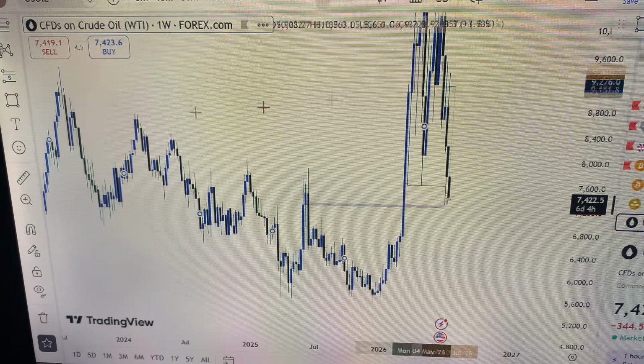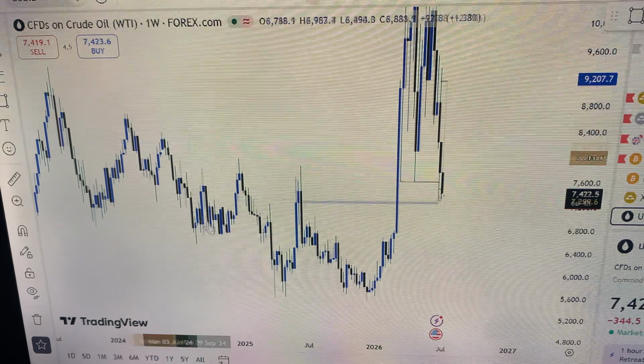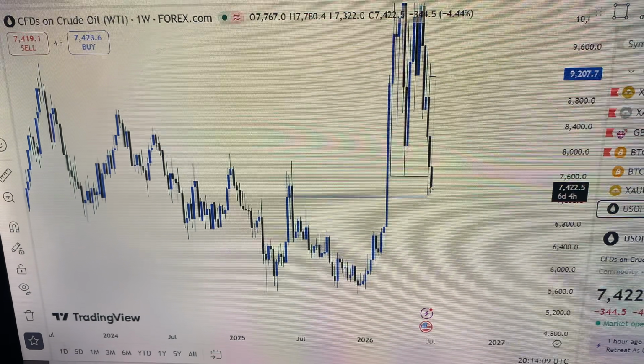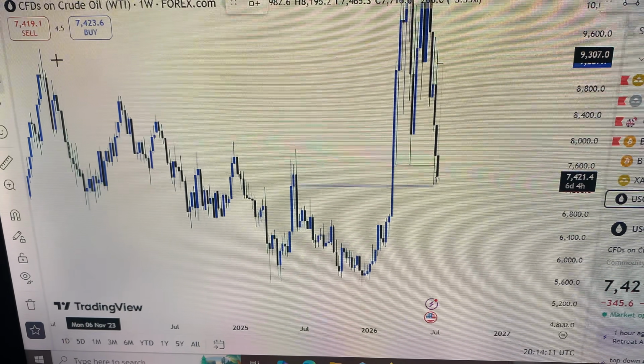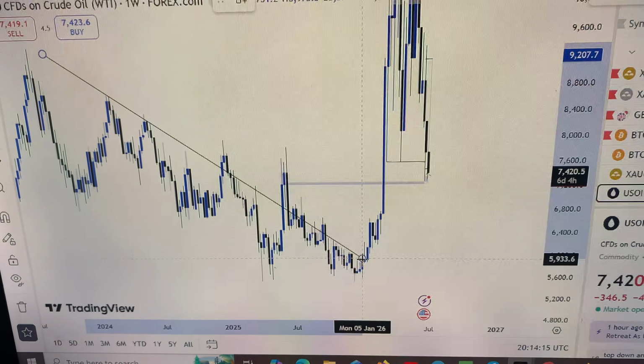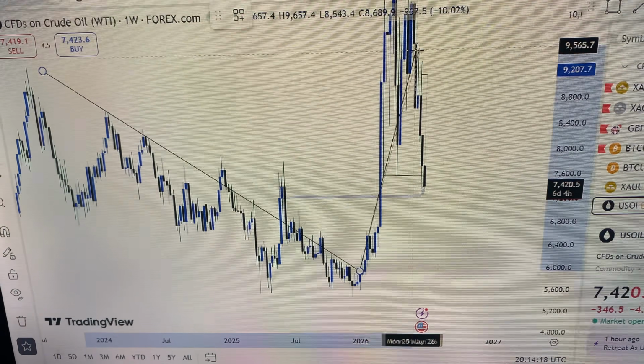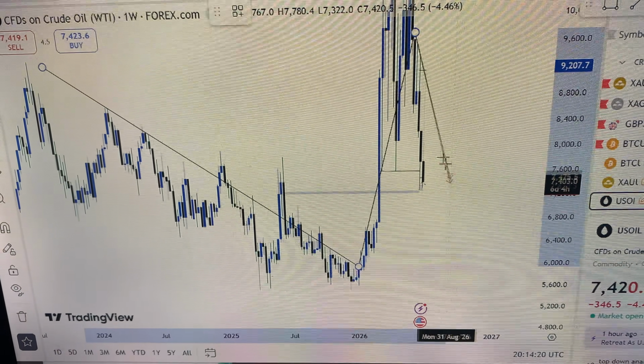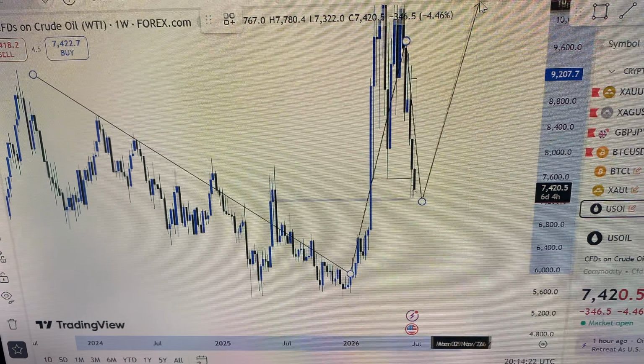So let me mark it out for you guys to see. There's a correction move right here coming. There's a correction move right here, a correction move. So there's an impulse move to the upside, so what I'm expecting is a correction move to the downside again, before the impulse move to the upper side.